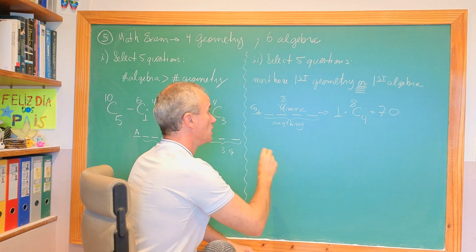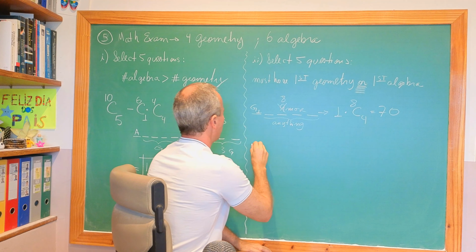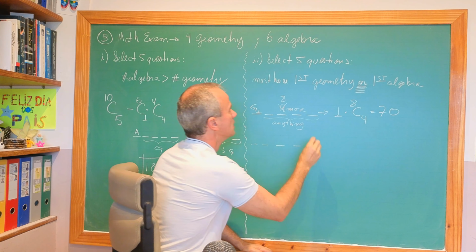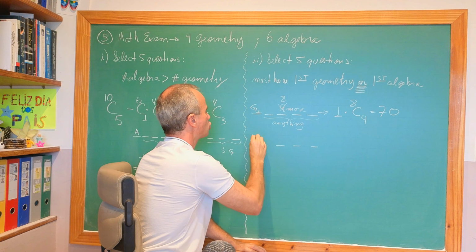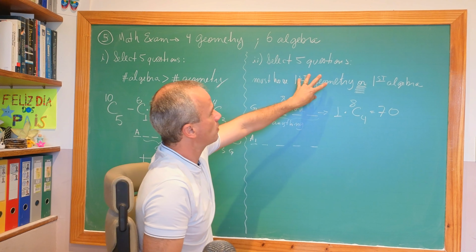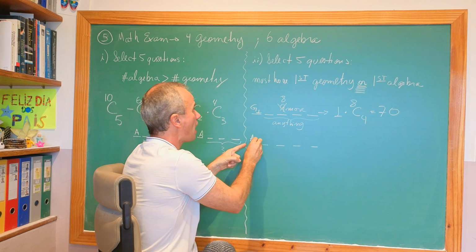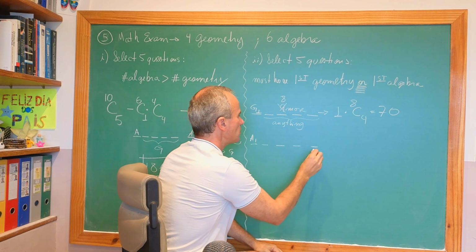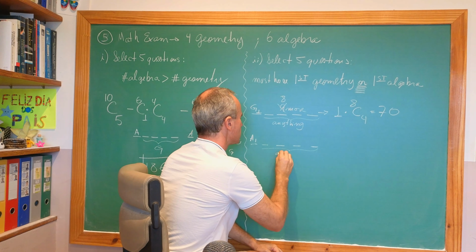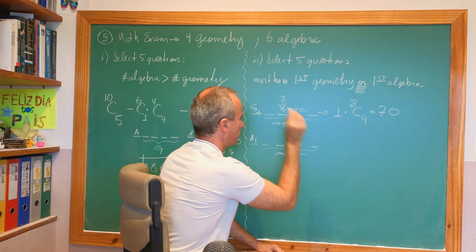Beautiful. Now, the other possibility, well, I could have 1, 2, 3, 4, 5. But now I could have what? Algebra 1. I can have or geometry or algebra. Now I could have algebra 1. Beautiful. And here, anything works. Anything. Whatever.